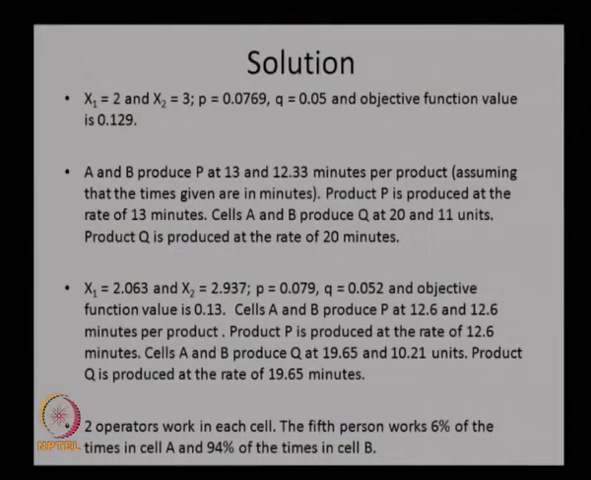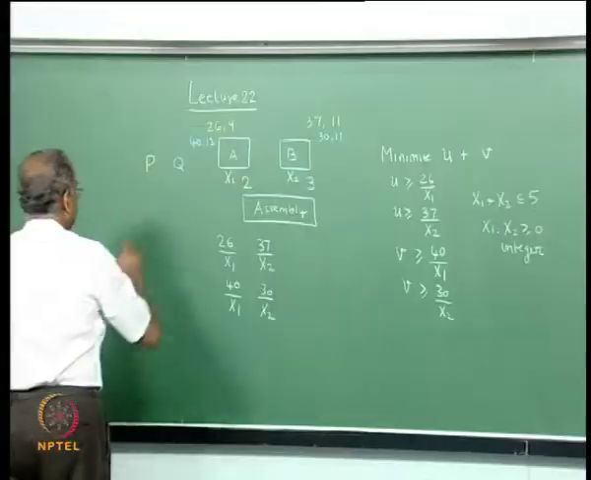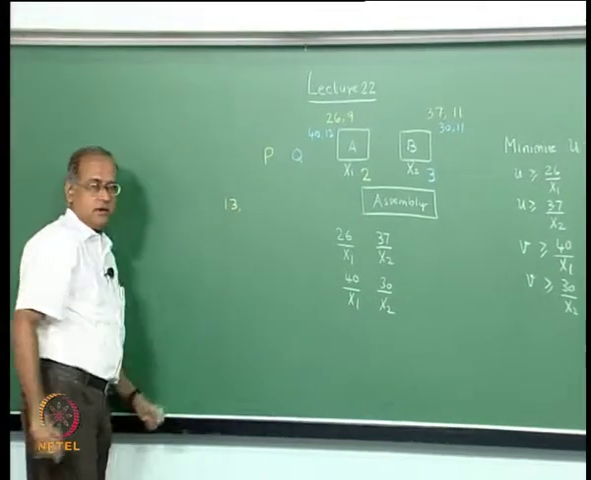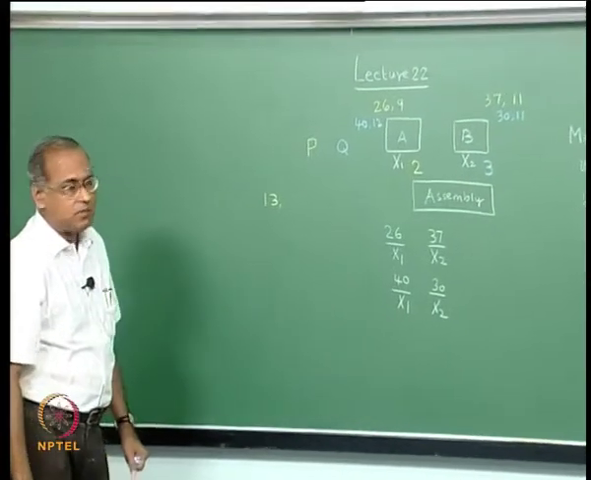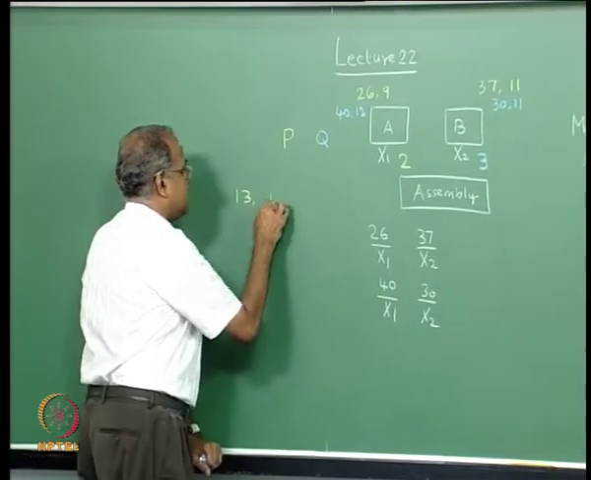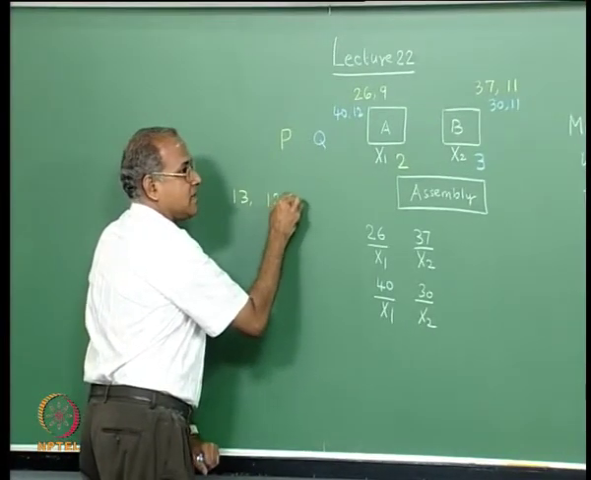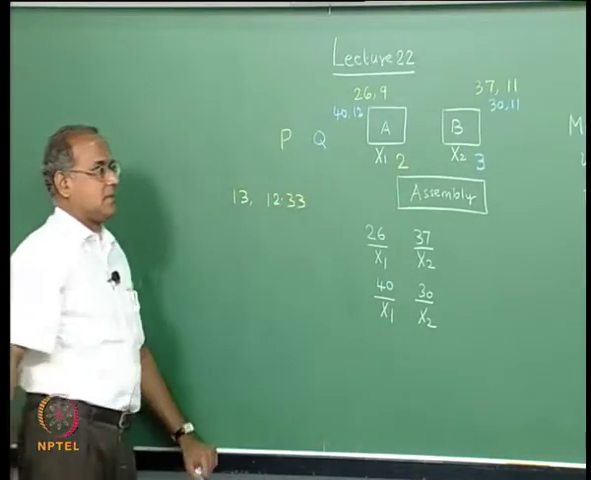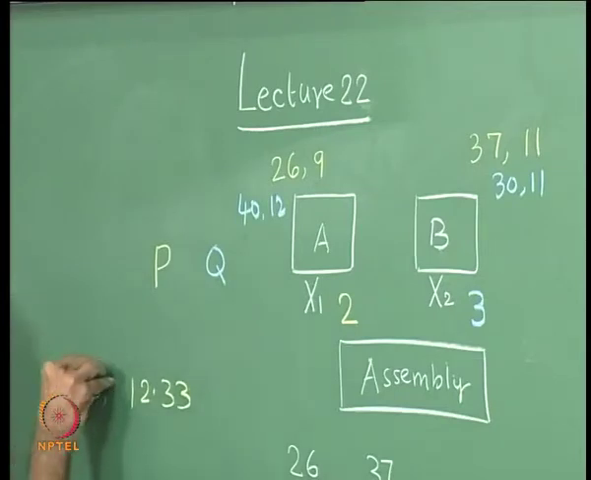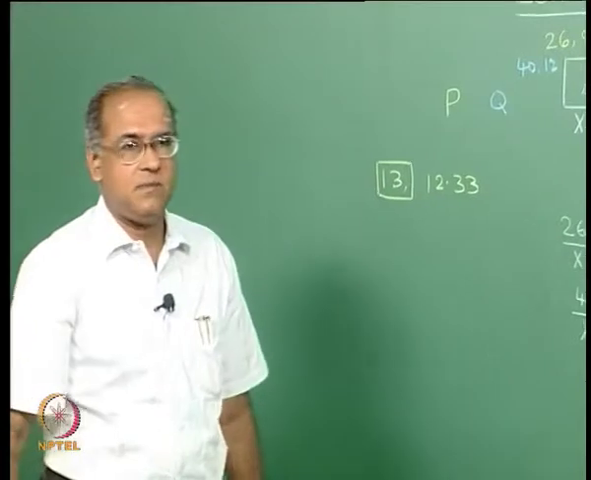So, now what happens when x1 equals 2 and x2 equals 3? When x1 equals 2, product P will be made at the rate of 13 per unit, 26 by 2. Q will be made at the rate of 37 by 3, which is 12.33 minutes, assuming that these are minutes. So, the product P will come out of the assembly at the rate of 13, which is the maximum of the two values.